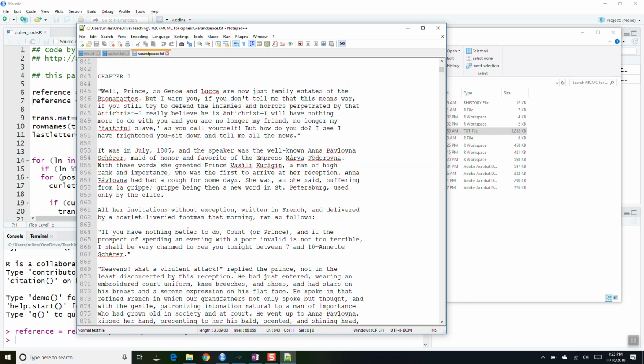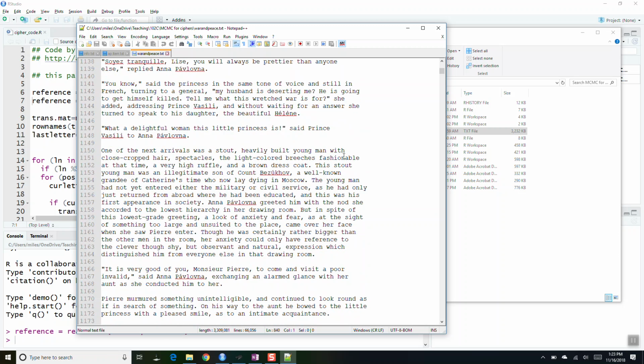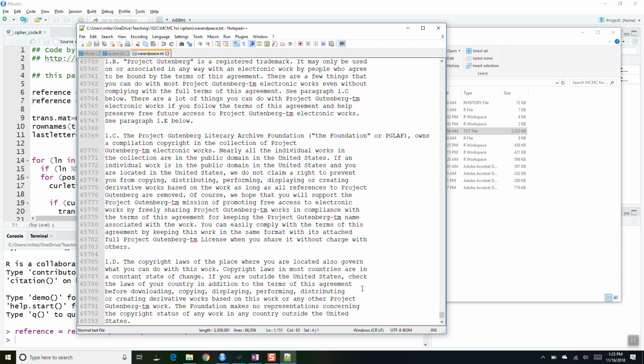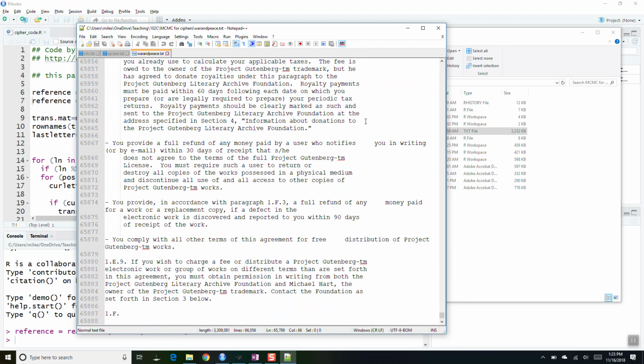Okay, and here it starts off with, well, Prince, so Genoa and Lucca are now just family estates of the Bonapartes. Okay, so I don't know. I haven't read this. Has anybody read War and Peace? Okay. Yeah, well, we're stats majors after all, so.